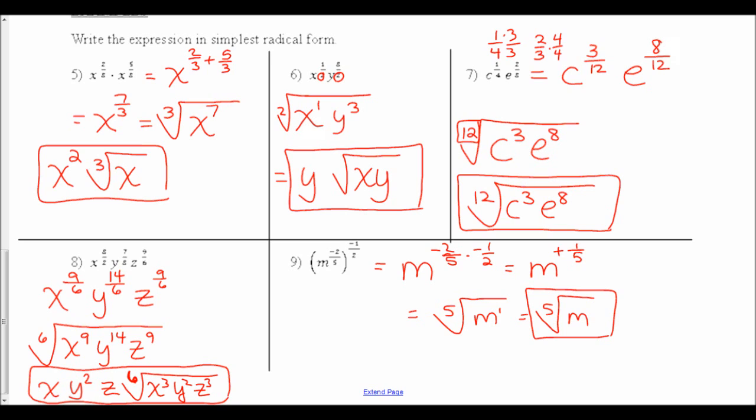On number 9, I had m to the negative 2/5 times negative 1/2. So when I take a power to a power, I multiplied those exponents, and that gave me positive 1/5 in my exponent. So the power of m is 1, and the root is 5, and I could rewrite that without the 1 in the exponent as the 5th root of m.